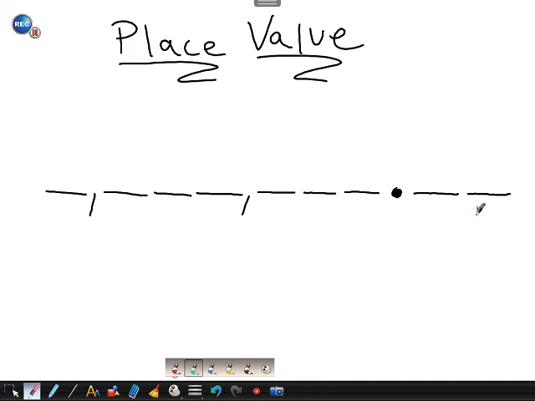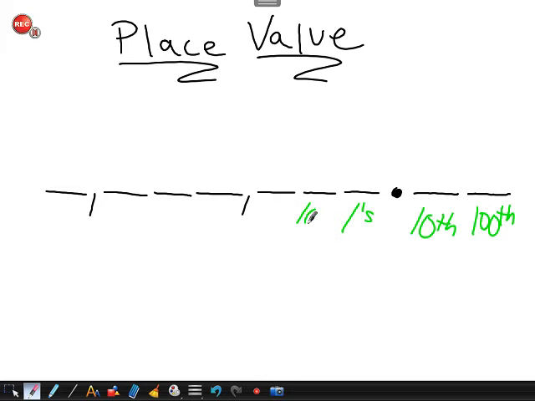So this is your hundredths place. That would be like your pennies. This is your tenths place, so your dimes. Then we have the ones, the tens, the hundreds. Then we get into 1,000. I'll go ahead and write the whole thing.